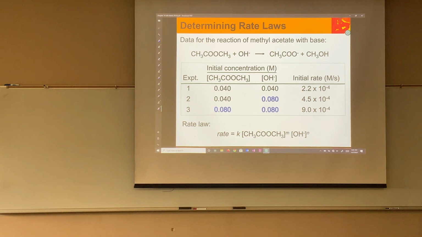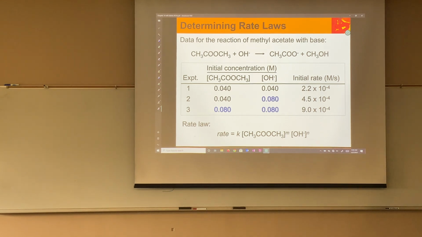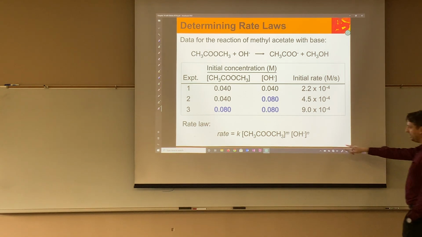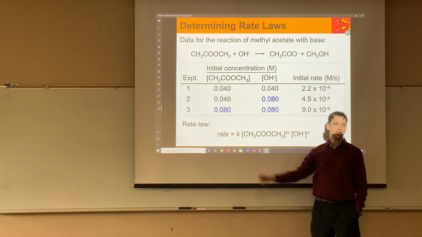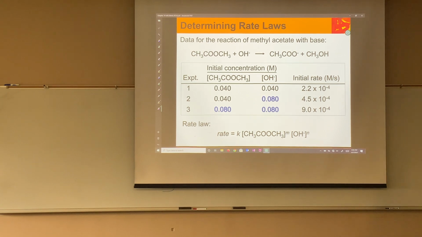And you'll notice in each case the rate changes, right? So when you're approaching a problem like this, the first thing you need to do is write out your generic rate expression here, because the job that we're going to have is to solve for what m and n are, okay? So if you see a problem like this, start out by writing your rate expression.